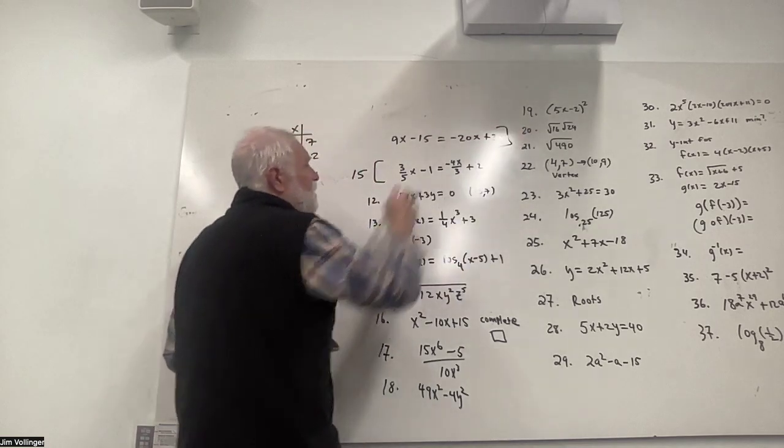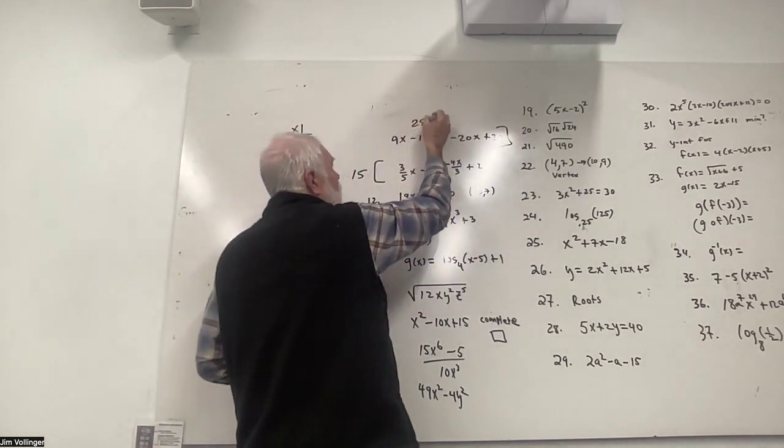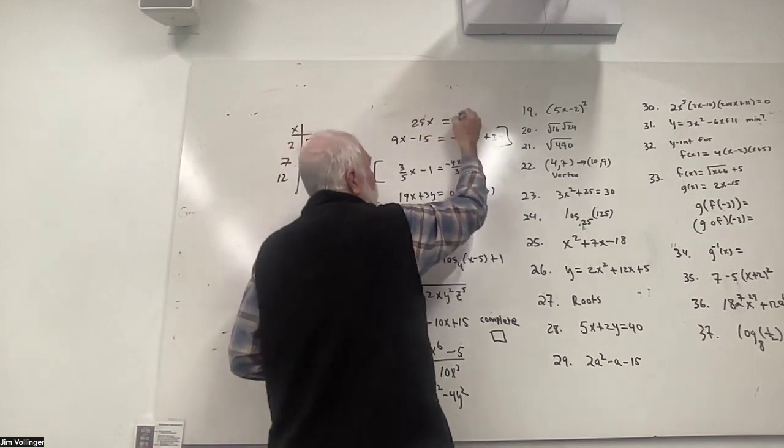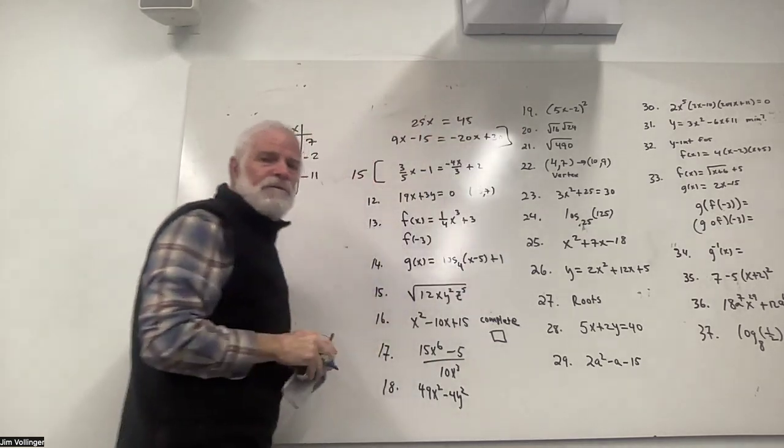Okay, let's hope I didn't make a mistake. Bringing this way, there's your 29x. Bringing that way, there's your 45. There's our 45 29ths.